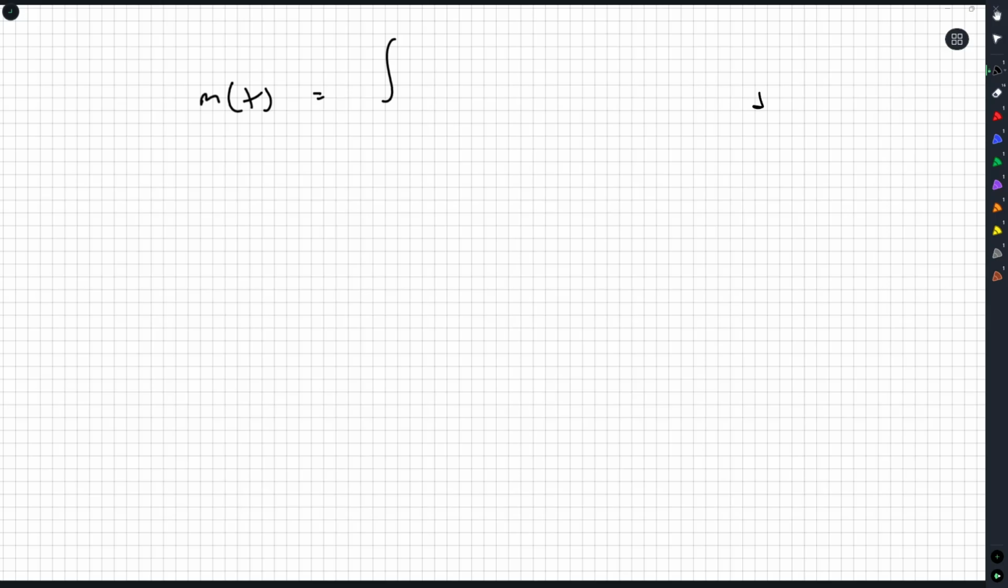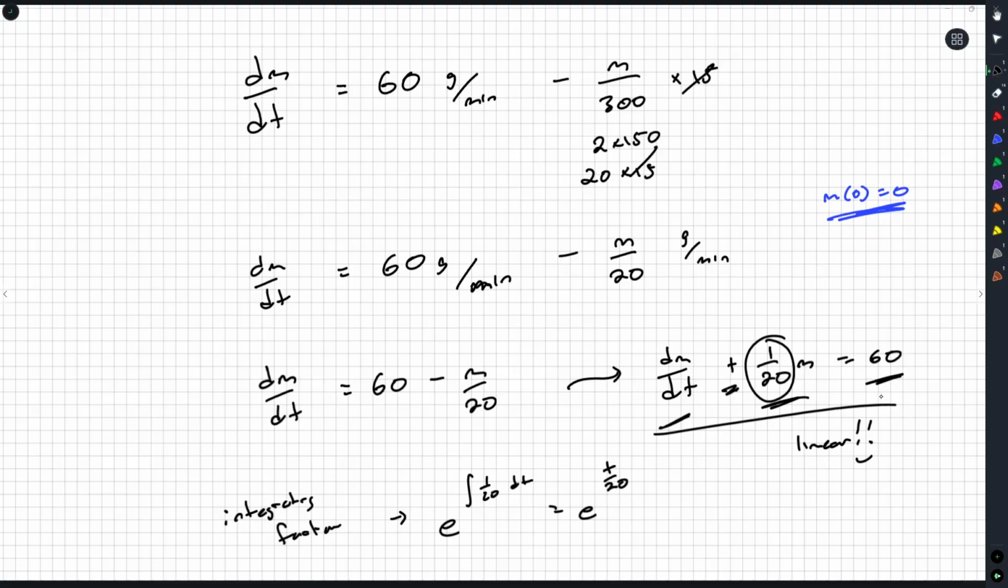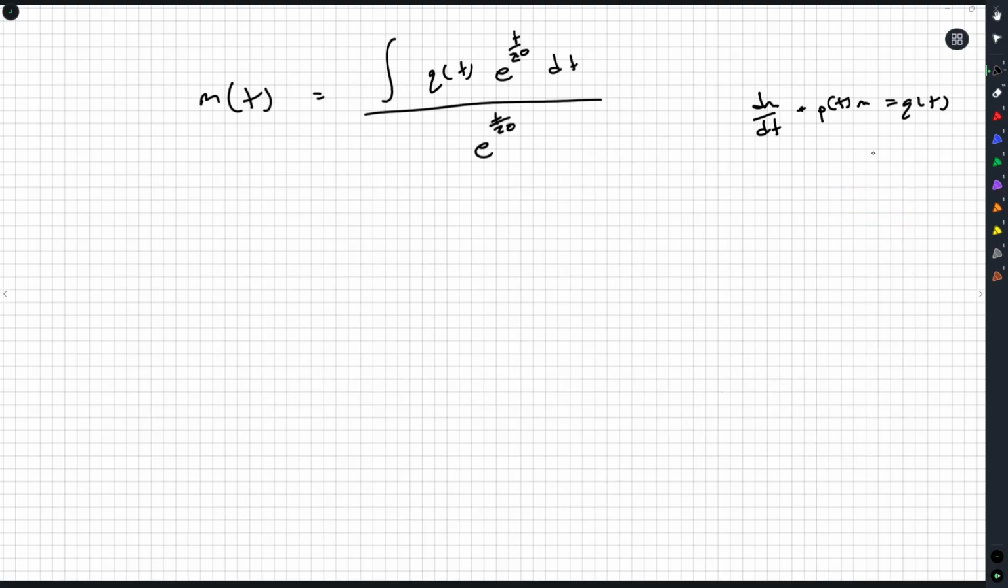So if we've got dm by dt plus p of t m equals q of t, where p of t in this case is 1 over 20, then the formula is you do q of t times the integrating factor, so that'll be e to the t over 20 here, divided by your integrating factor. In this case, q of t, the function over here, is just this constant 60, so I can bring that in here. So we get a nice little 60 here. Okay. What do I have to do? I just have to integrate now.